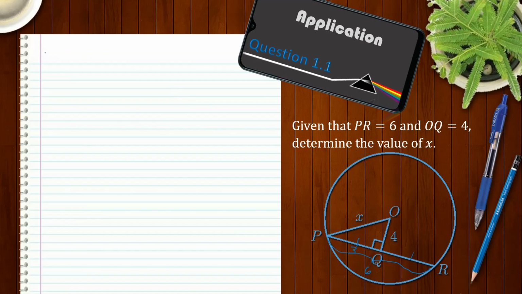We know that PR is equal to 6, it's given. Okay, and then we know that PQ is equal to 3 because of the line from center is perpendicular to chord. Okay, now we can use Pythagoras, so we can say that x squared is equal to 3 squared plus 4 squared, Pythagoras, and solve for x.